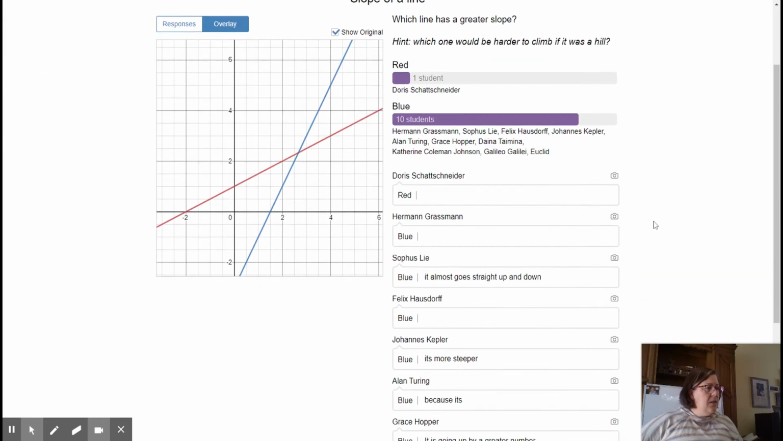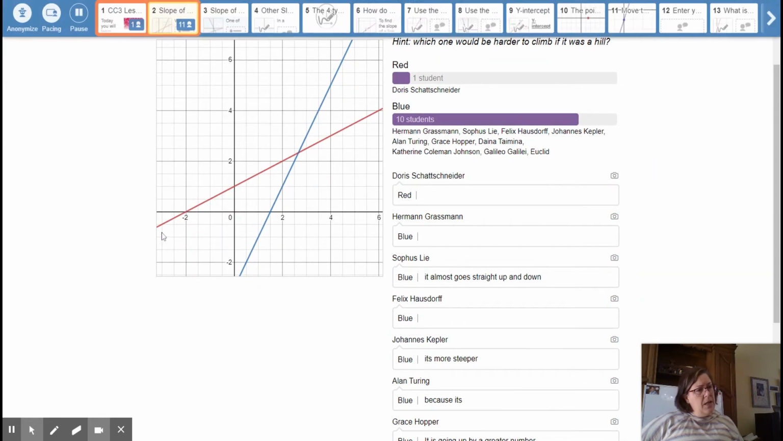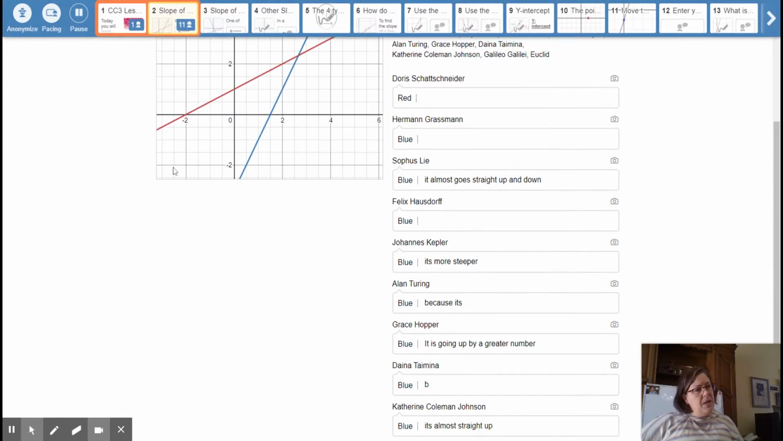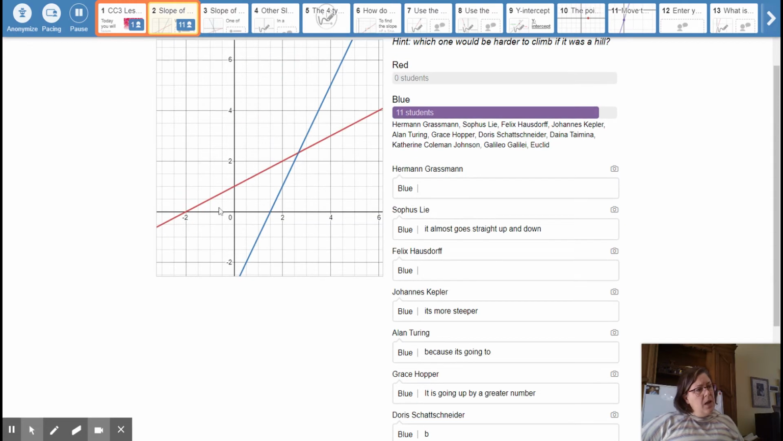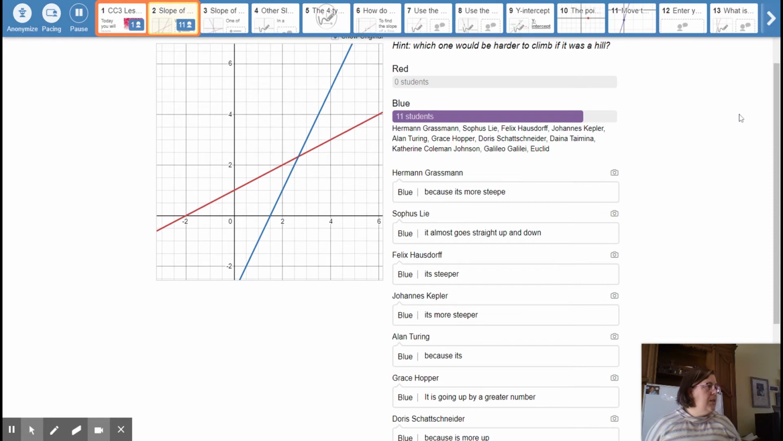Yes, nicely done. It is the blue one. Again, as you start in that bottom left-hand corner and you climb up that hill, that would be more challenging, right? Because it's steeper. We talked about last week that the steepness of a graph is the same thing as its slope, okay? So blue, nicely done.